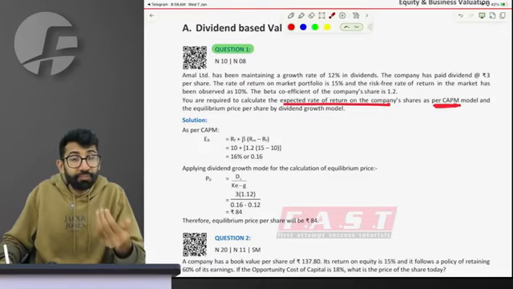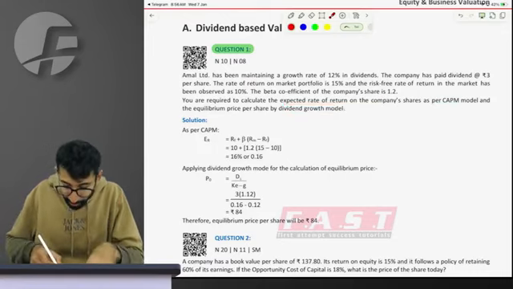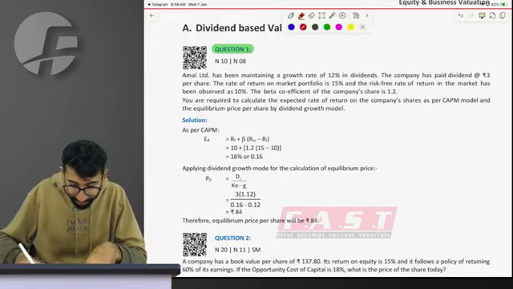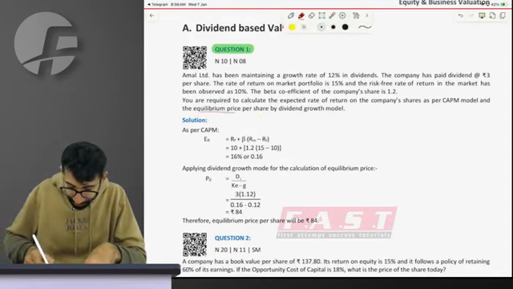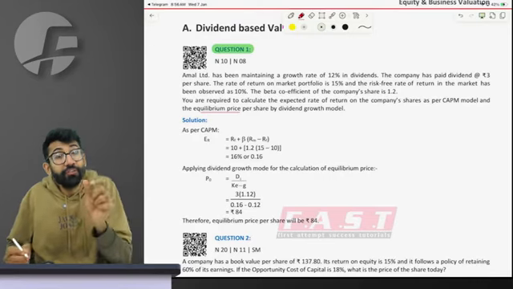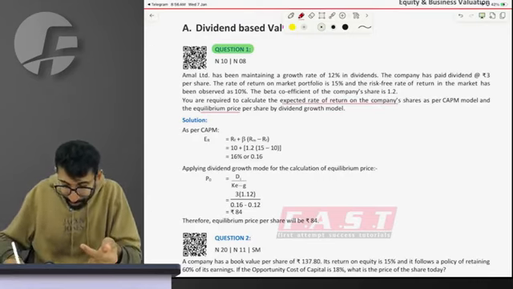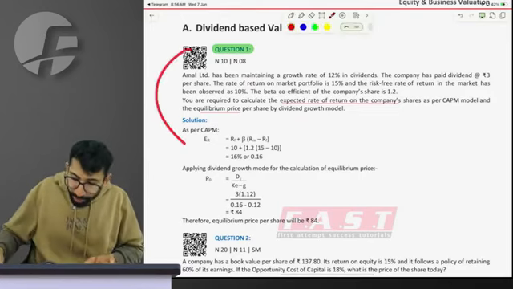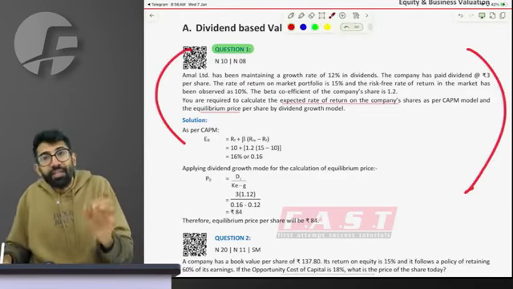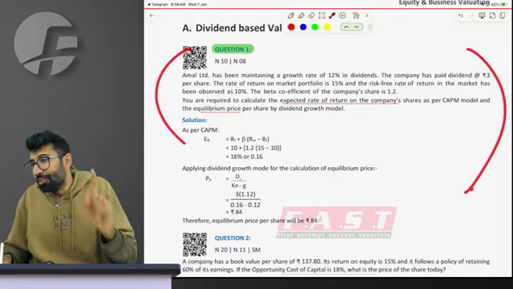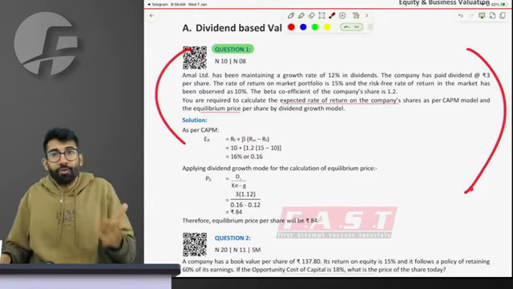RF plus beta into RM minus RF, and you have to calculate the equilibrium price. Sir, what do you mean by equilibrium price? Sir, it means the fair price, the intrinsic value, is what you have to calculate. These are the two things you have to calculate. How many of you feel that even if I don't teach you this particular question, you'll be able to do it on your own? Please tell me.